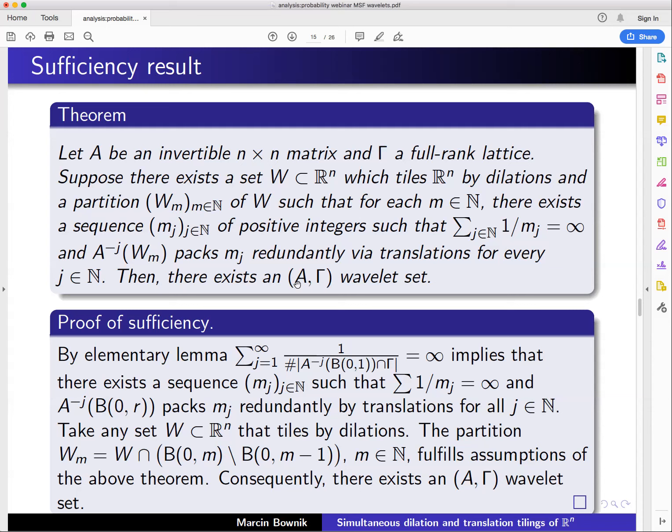I will not be saying exactly what is in that proof, but you have to use that lemma multiple times, and it's like an inductive procedure where each time you produce something that's closer to a wavelet set, but not quite, and in the limit you get a wavelet set. But it's quite an elaborate procedure.